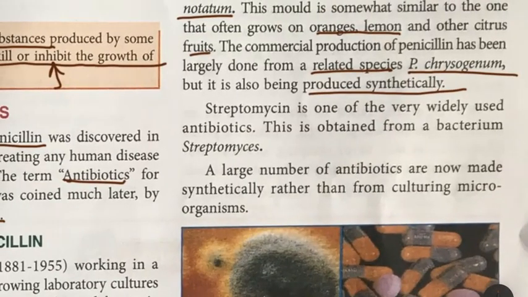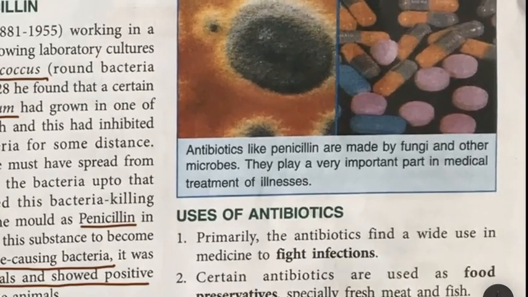Now streptomycin is also one of the antibiotics which is widely used, and this is obtained from the bacterium Streptomyces. Children, these names are very important. Streptomycin from Streptomyces, the name of the bacteria. Now a large number of antibiotics are now made synthetically, that is in the lab, okay, rather than from culturing microorganisms. That is, making it in the lab is very easy.